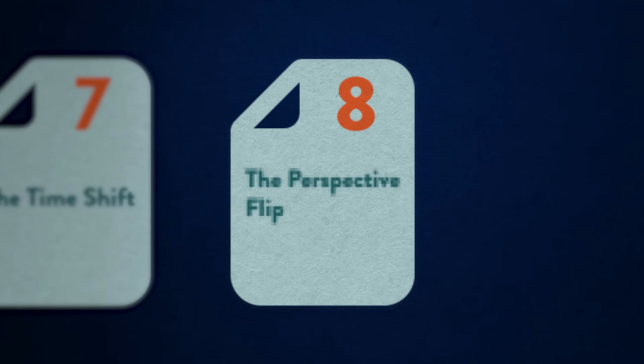Only in certain genres of story, like sci-fi, can you get away with that sort of futuristic stuff affecting the present. 90% of the time, it's past events affecting the present. Okay, and now it's time for the very last plot twist. Number 8. The perspective flip.